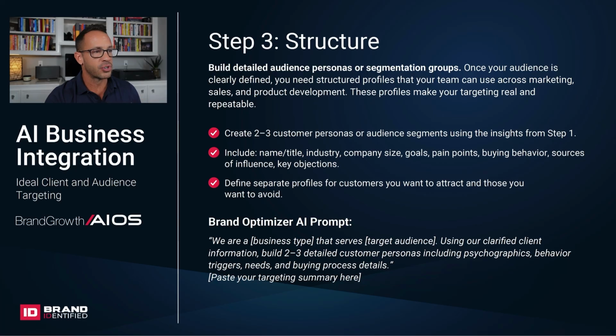So you're going to create 2 to 3 customer personas or audience segments using the insights from step number 1. Then you're going to want to make sure that you include the name and title, the industry, the company size, the goals, the pain points, the buying behaviors, sources of influence, and the key objections. And you're going to go ahead and define separate profiles for customers that you want to attract and those you want to avoid.